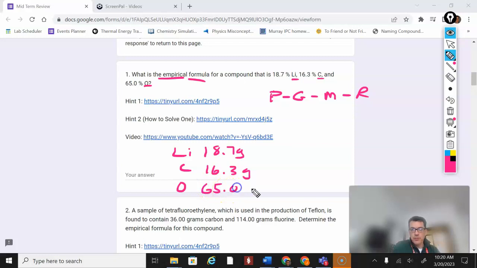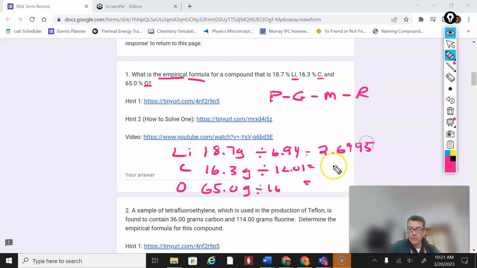Then our next step is to change this to moles, which means I need to divide by the molar mass of each one. I've already worked these out over here, so I'm looking over to the side. Got these from the periodic table. So lithium 6.94, carbon 12.01, oxygen is 16. When we do this, it's going to tell us how many moles are in each one. And I'm not rounding these numbers very well purposely.